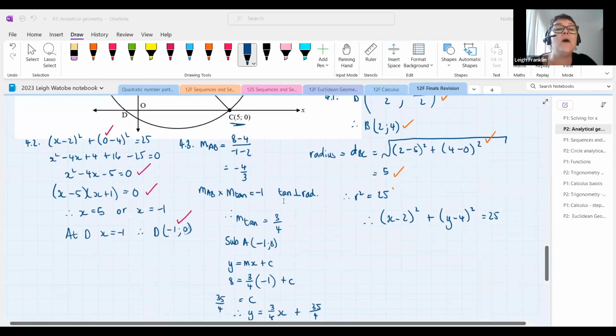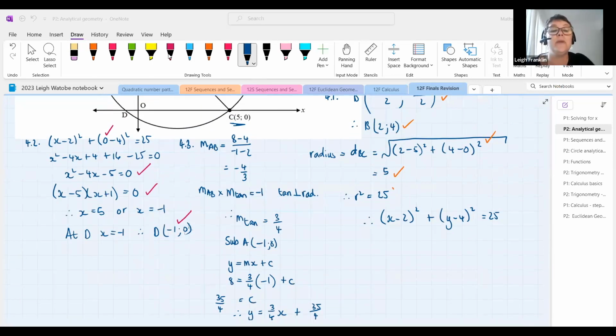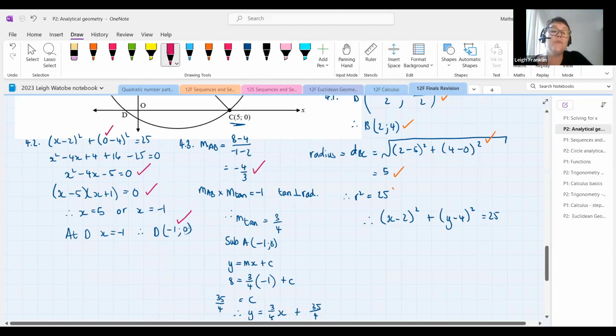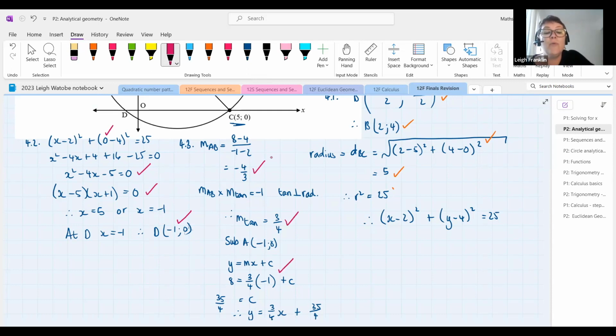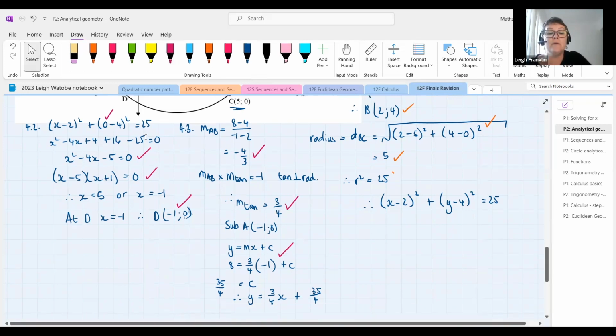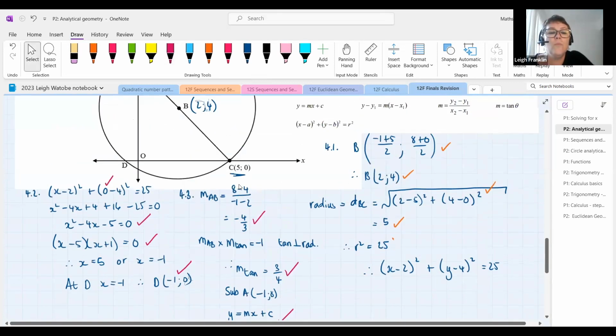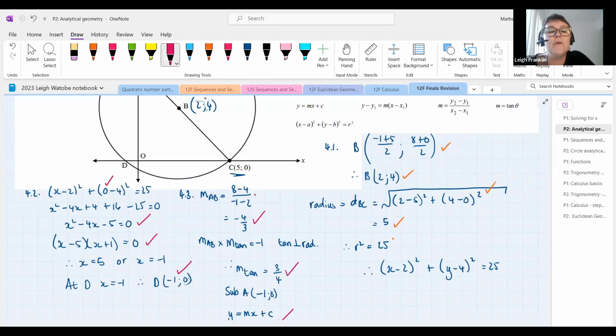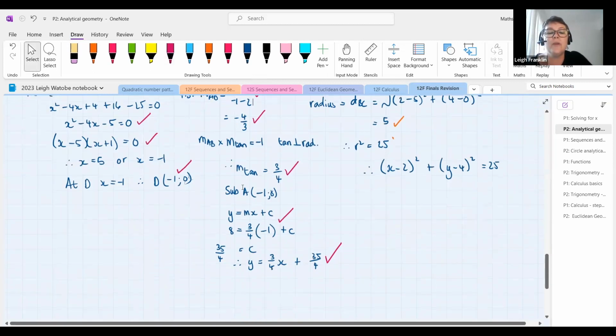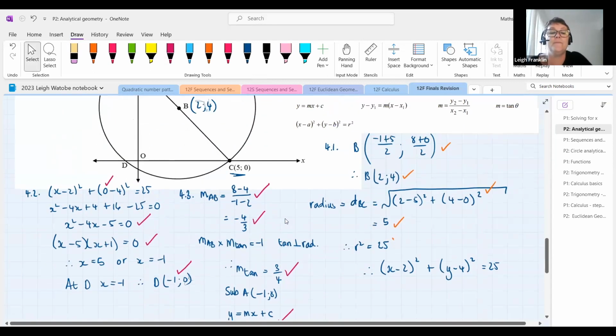All right, so our marks here are going to be for calculating the gradient of AB or AC, using or obtaining the correct gradient, subbing in our point, 1, 2, 3, mark there, maybe a mark for subbing in over here, 1, 2, 3, 4, 5, yeah, like so.